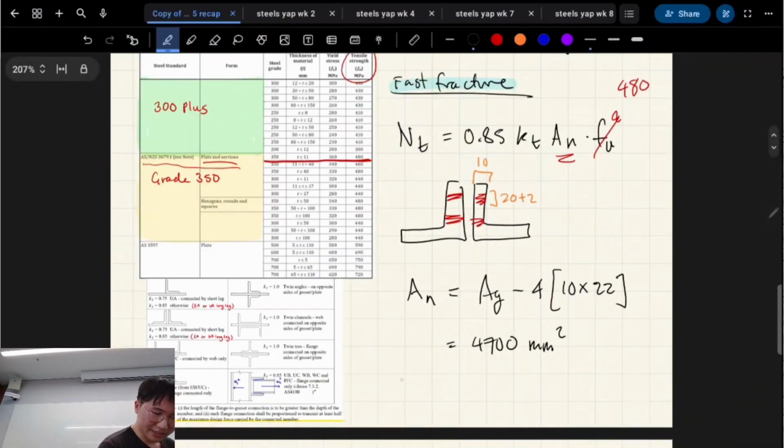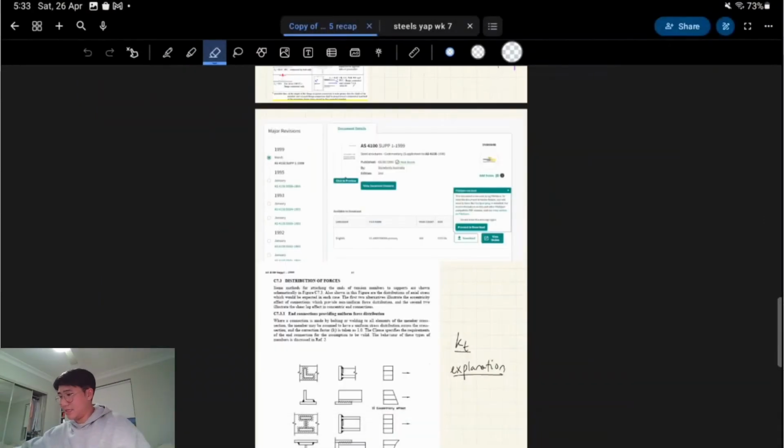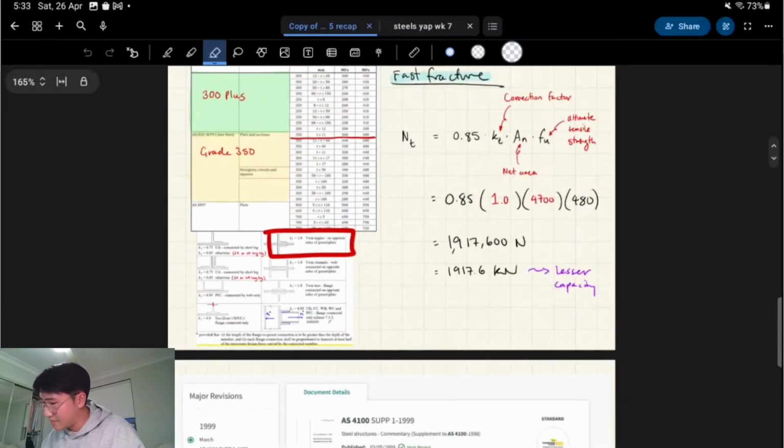Cool. So now NT is 0.85. Okay, let's talk about the KT factor now, right? So first we'll talk about tension. So basically, we got up to this part of the crash course, and now I'm in editing, now I'm in post. And I wanted to explain KT a little bit better.